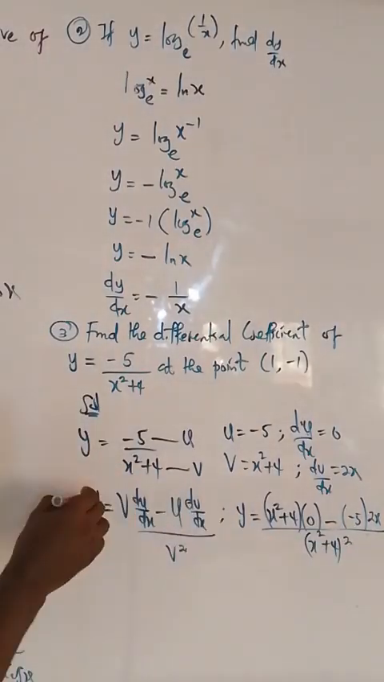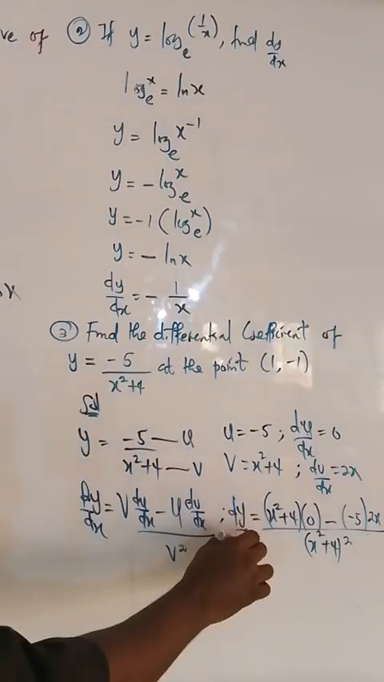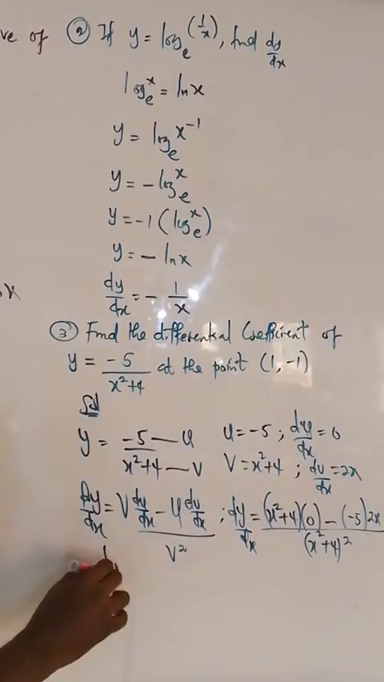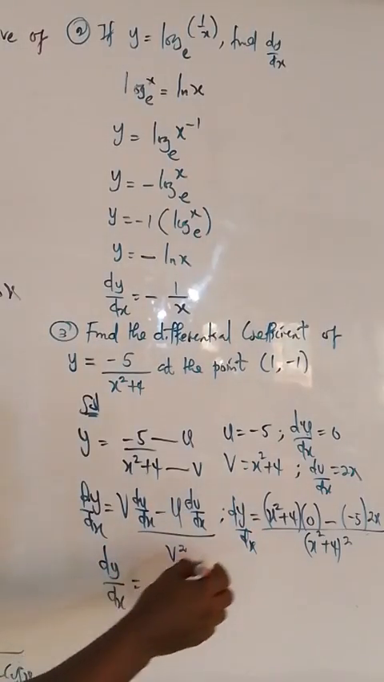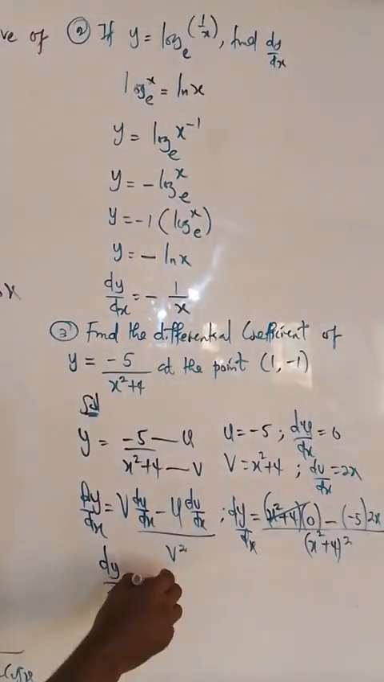Sorry, this is now dy/dx. From here, dy/dx: 0 minus minus plus 5 times 2, 10. So we have 10x.